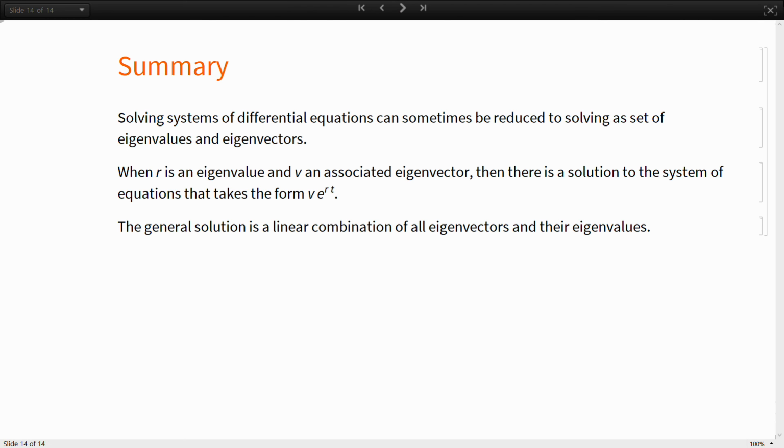We have learned in this lesson that solving systems of differential equations can sometimes be reduced to solving for the eigenvalues and eigenvectors of the coefficient matrix. When r is an eigenvalue and v is a corresponding eigenvector, the solution to the system of differential equations was seen to take an exponential form given here. The general solution is then a linear combination of these exponential functions for all of the eigenvectors and their associated eigenvalues.